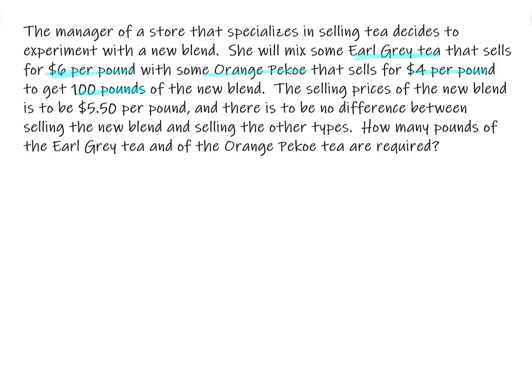I'm going to go ahead and write the price or the cost is going to be cost per pound, and we also have times the number of pounds.